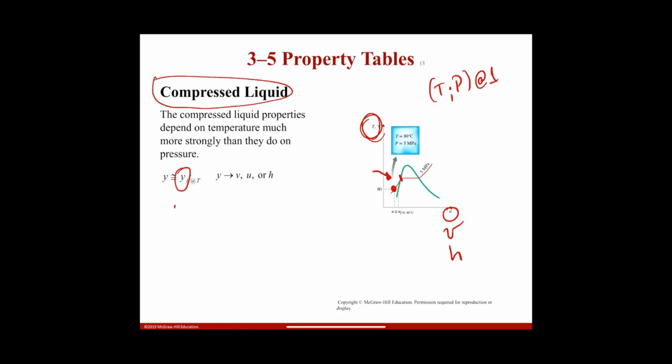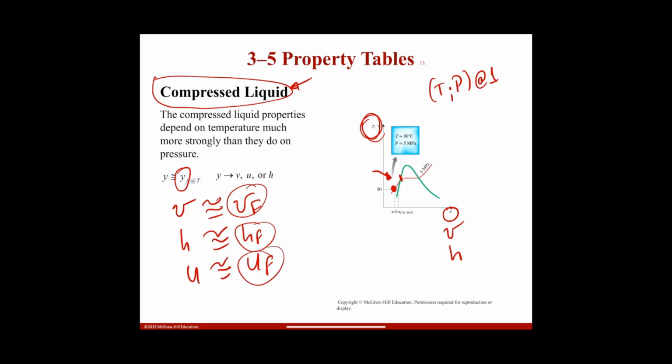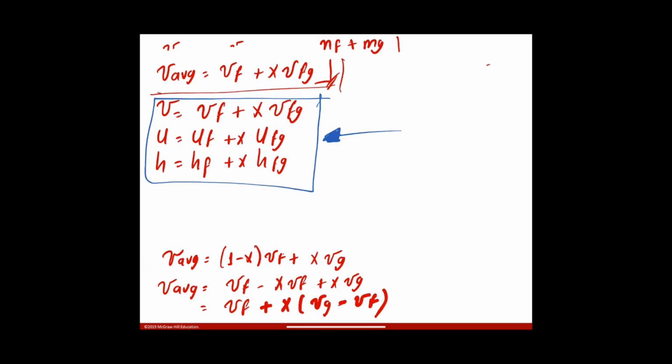For example, if you're looking for specific volume, you can approximate this value to the specific volume of the fluid, vf. Or if you're looking for enthalpy, you can approximate your value to enthalpy hf. Or if you're looking for internal energy, you can approximate this value to uf. So even though we have a compressed liquid table, you're not going to go into that table. Just go into the mixture table and grab your value that refers to vf, hf, or uf. How so? Well, let's go back.